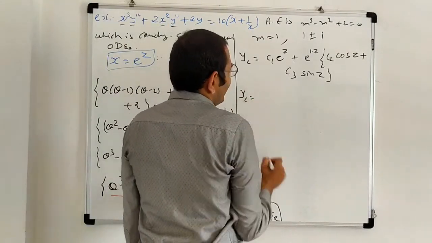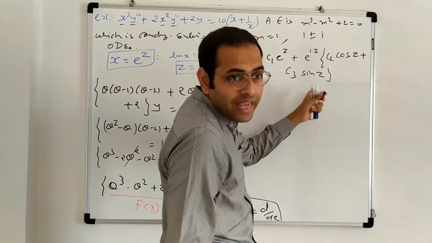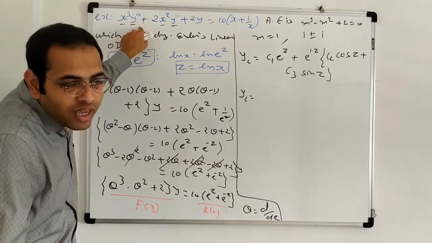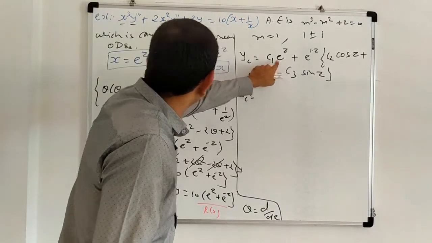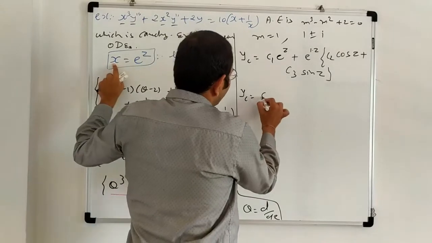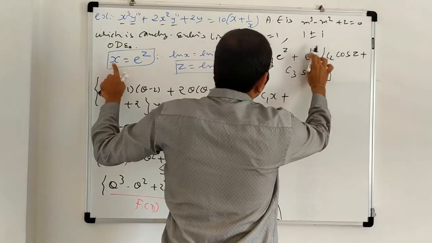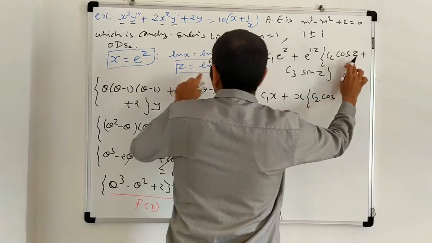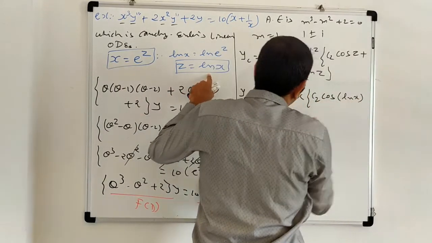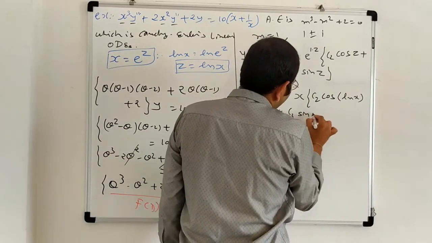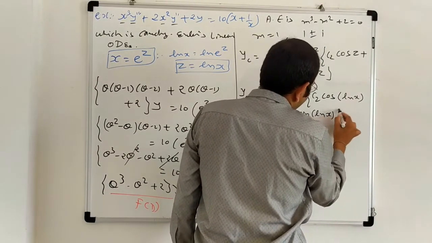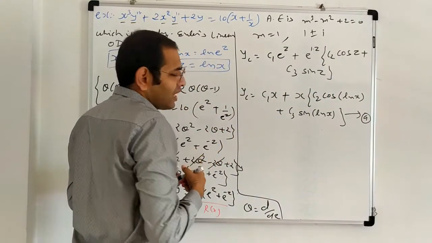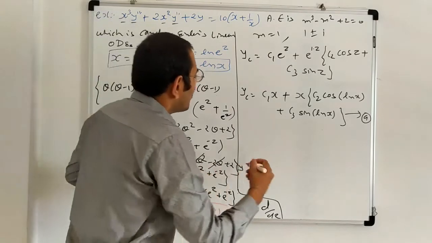Then our yc is in terms of z. Then we convert in terms of x because our differential equation is in dy by dx. Then e raised to z, we replace as x. Then c1 x, e raised to 1 into z, then again x, c2 cos z, then we can write ln x, plus c3 sin ln x. That is our equation number A. Clear? Now we find yp.